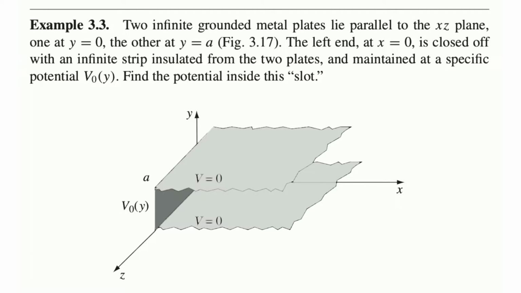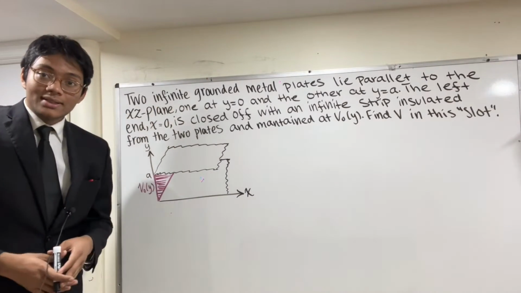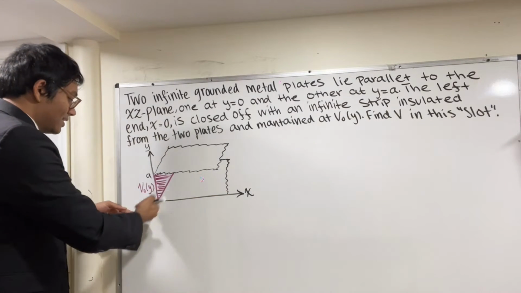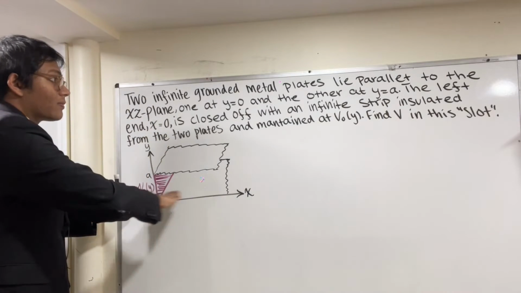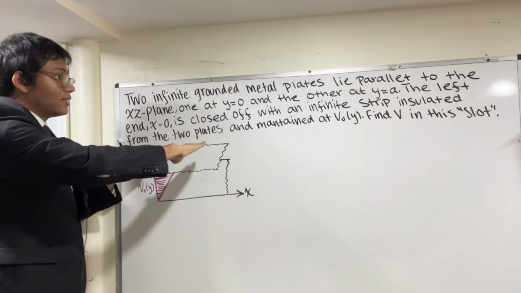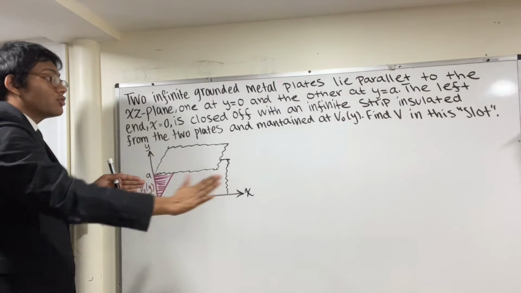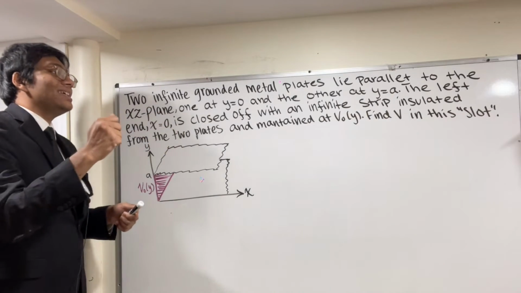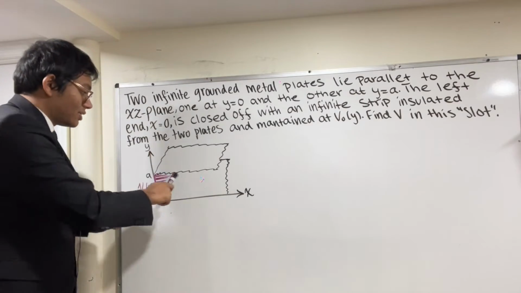Here is another view of problem 1. Okay, so here's the problem we have. Two infinite grounded metal plates lie parallel to the xz plane. So here's the xz plane. The z-axis is right here, not shown. One is at y equals 0 and the other at y equals a. The left end, x equals 0, right here in purple, is closed off with an infinite strip insulated from the two plates and maintained at a potential of V0 of y. Find the electric potential in this slot.